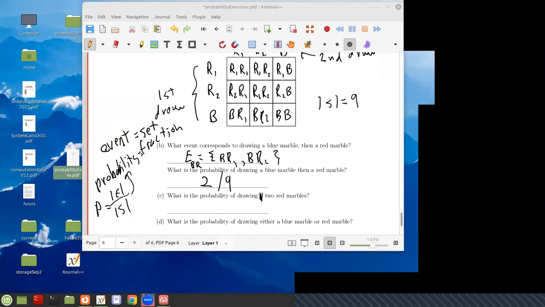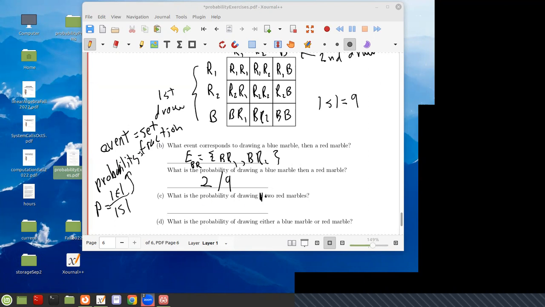Just to comment that events are sets, probabilities are fractions, and the connection between the two is that the probability is the size of the set, which is the event, divided by the size of the set, which is the sample space. So the fraction you get depends on the size of the event, which is a set. Okay, so the question was, what's the probability of 2 red marbles?